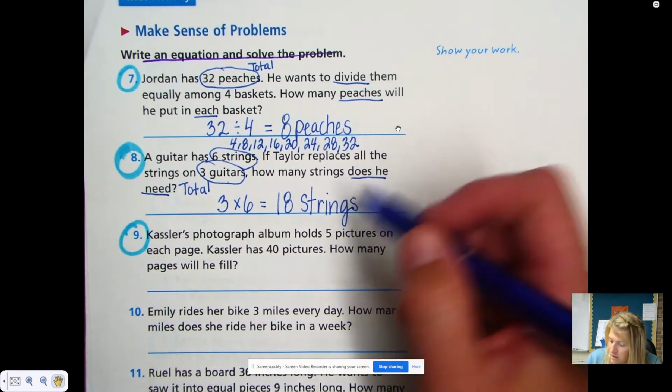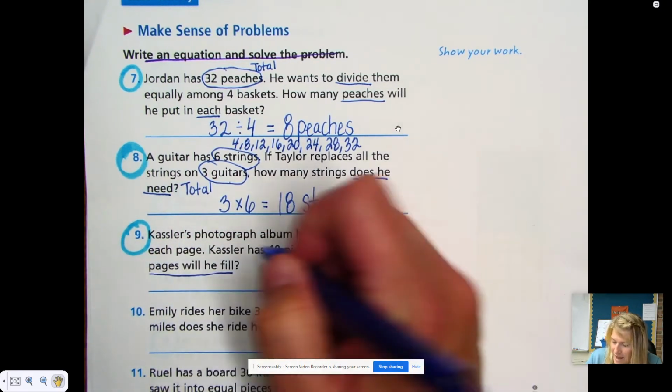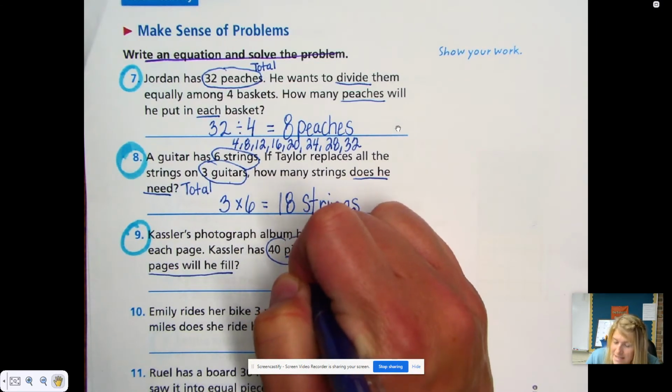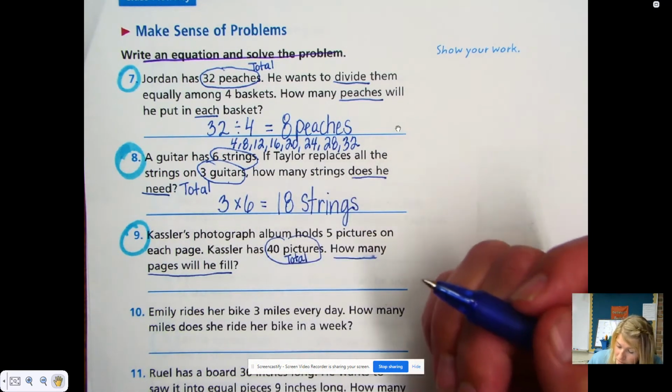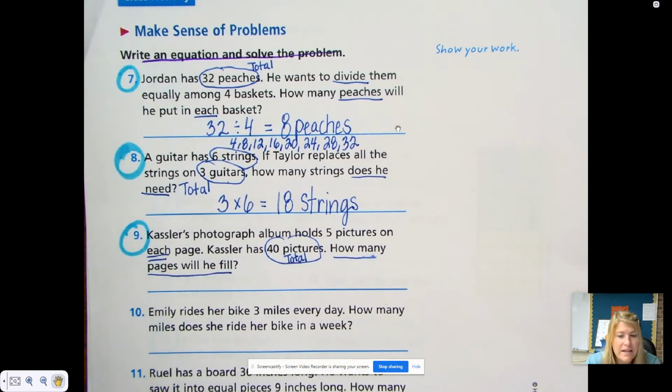Okay. Here we have, he has 40 pictures. You guys, it gives us the total. Right now, my brain is thinking, when they give you the total, and then they ask you to break it up, it's going to ask us to divide. That's our clue. It gives us the total. Also, we have this right here. That word each is a division word. We hear that a lot. Not every time will we divide, but often you'll find that you'll be dividing.